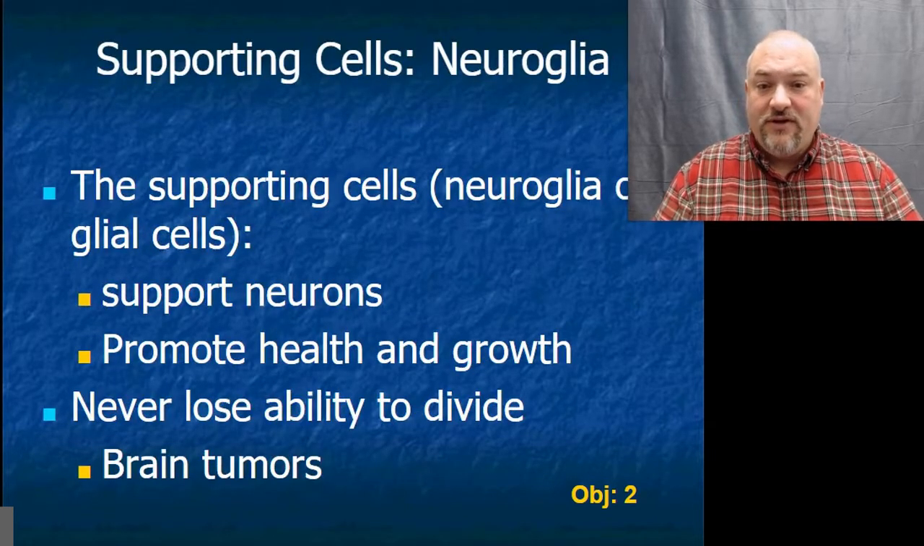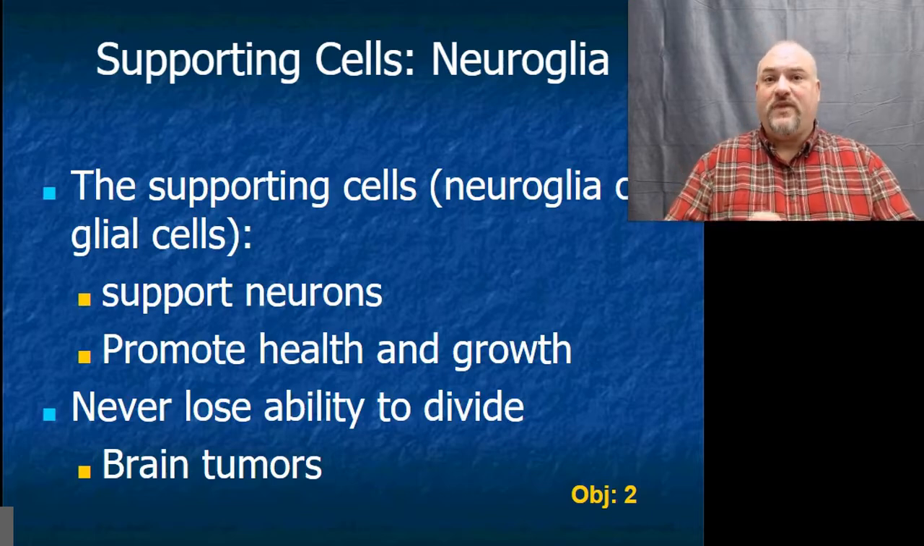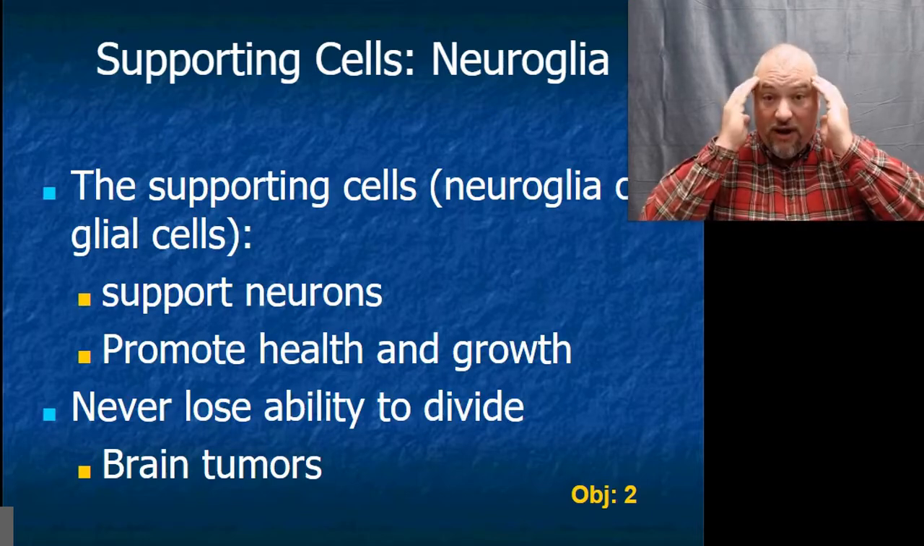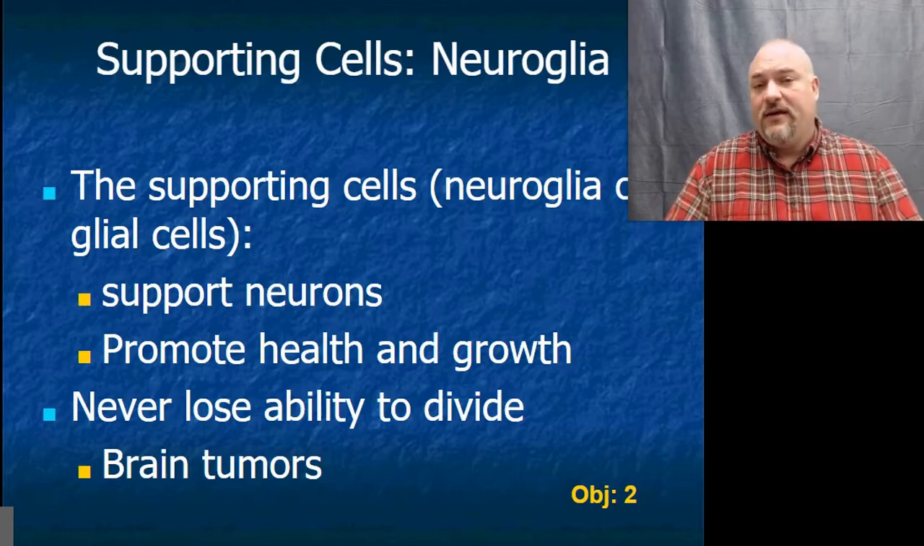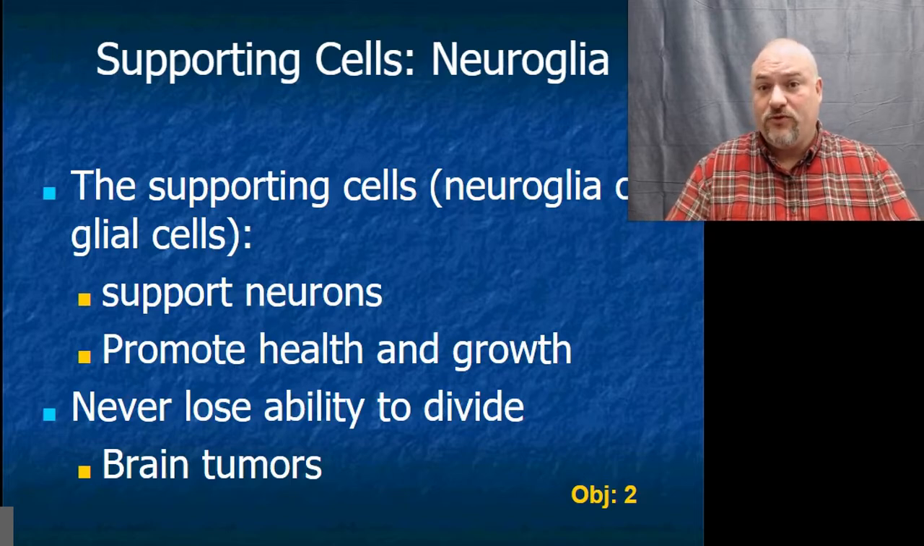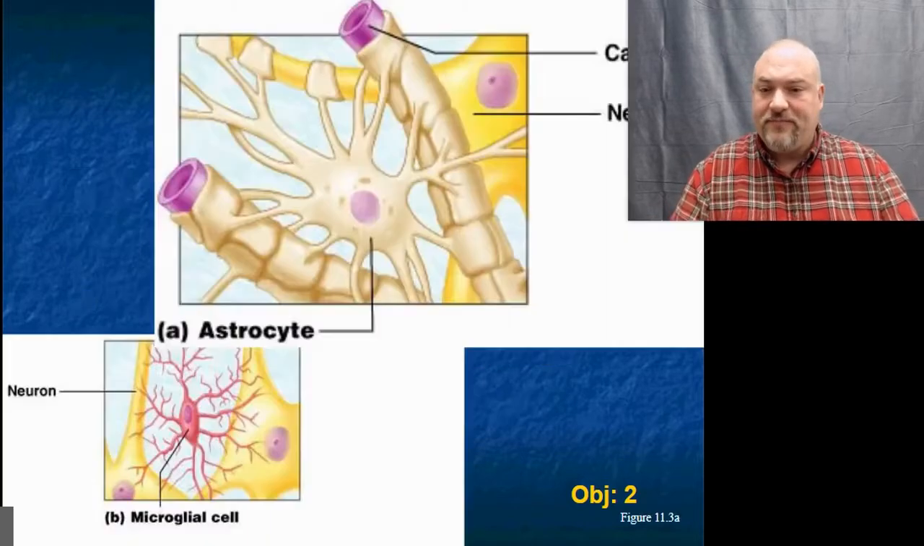The supporting cells, neuroglial cells or glial cells, support the neurons. They promote health and growth. They never lose their ability to divide, which is pretty important because in the brain, where we have a lot of glial cells, like oligodendrocytes, they can divide fairly rapidly compared to nervous tissue, at least. So the majority of brain tumors are glial cell tumors, or gliomas. One interesting fact there.